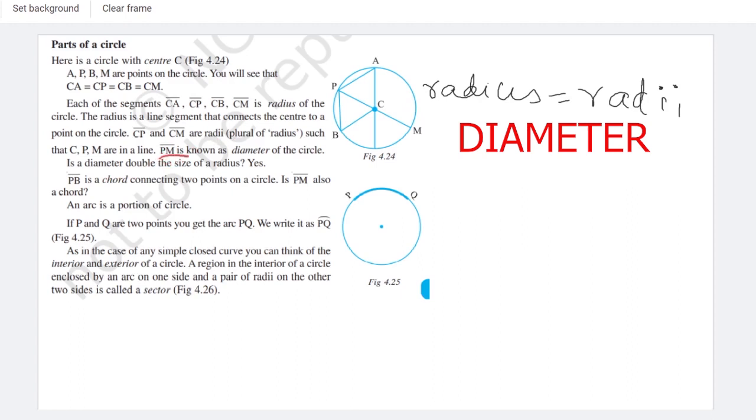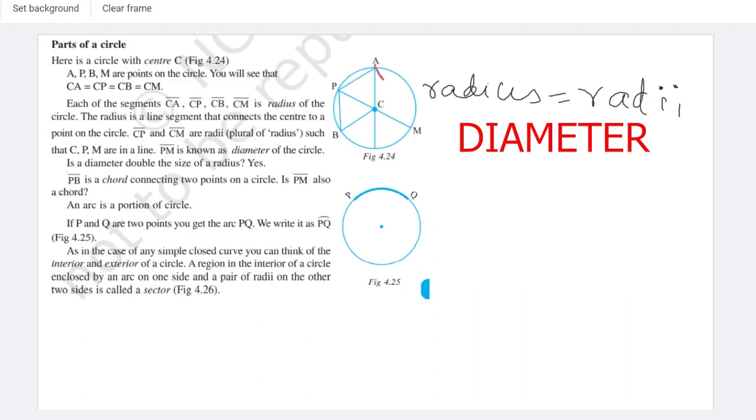Now, PM is the diameter of the circle. How does it become a diameter? Because it is a straight line, and there are two radius. You can separate two radius: CP is one radius and CM is one radius. But all these 3 points are lying on the straight line. So P and M are lying on the opposite sides of the circle. This is the longest straight line connecting 2 points on the circle.